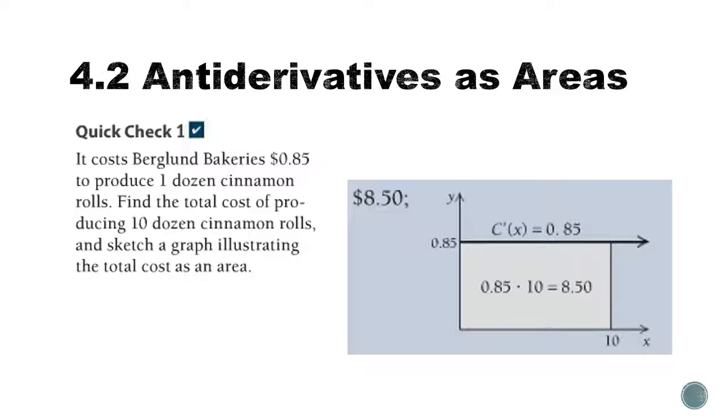Okay, so 0.85, there's the function, and it's going from 0 to 10, and we get $8.50. Again, the cost for 10 is the same as the area under the curve.